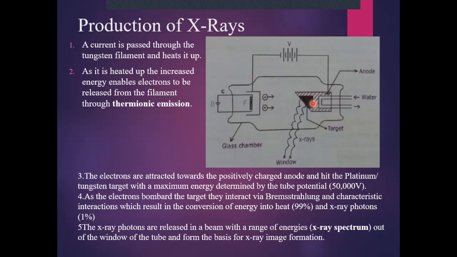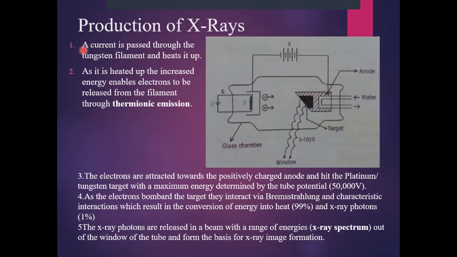In front of this anode there is the target material, which is any of the heavy materials, and usually these are either tungsten or platinum. So when these fast moving electrons fall on the target material, they either produce the Bremsstrahlung phenomena, or they produce the inner shell transition phenomena, due to which the X-rays are produced.